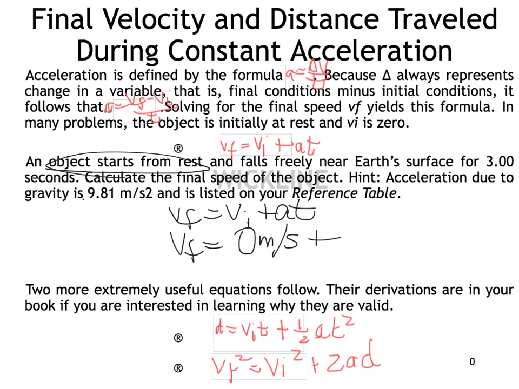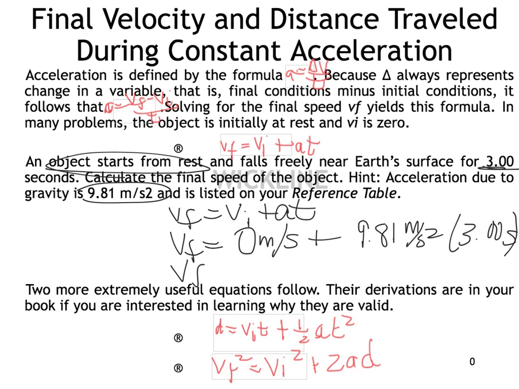and the acceleration near the Earth's surface is on your reference table. You'll find it on the front page, and it's 9.81 meters per second squared, and then the time that it falls is in the question, that it's going to be for 3 seconds only. So you multiply that stuff, and 3 times 9.81 is, I got a final speed of 29.43 meters per second.